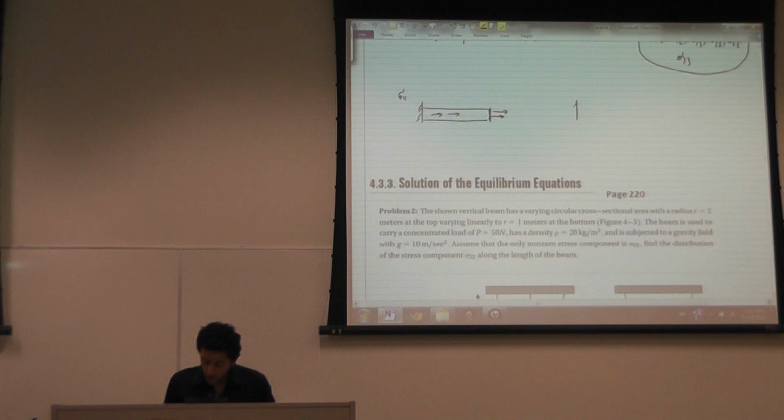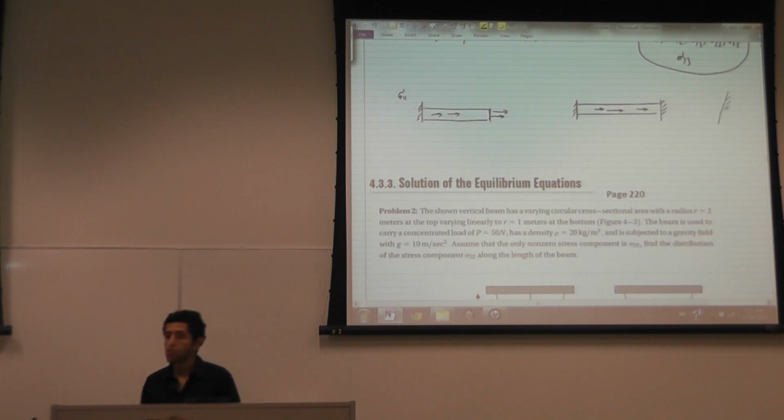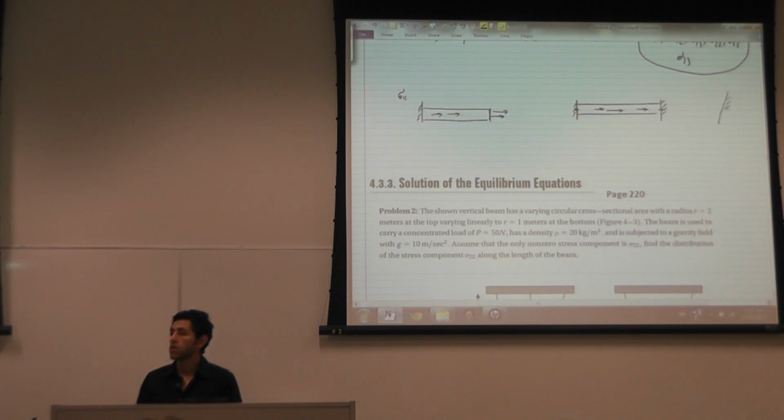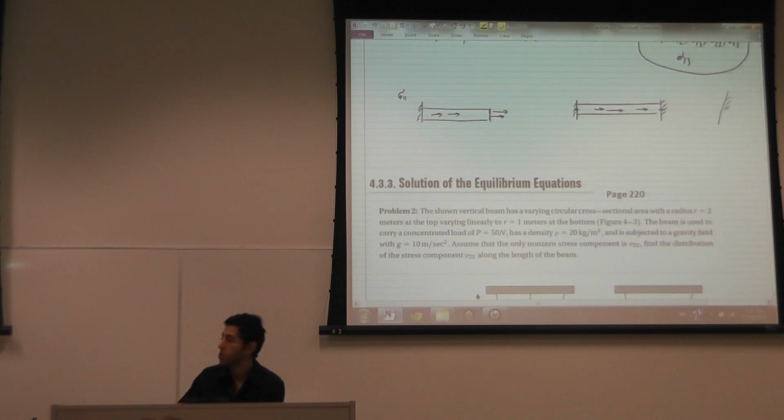But let's say you have an object that's restrained in both directions, and then you apply a gravity field that's pulling it in this direction. Even with the assumption that sigma 11 is the only variable, I can't solve it without the constitutive law, because the boundary conditions are given such that the displacement here is 0 and the displacement here is 0. So I can't solve the differential equation in terms of the stress, because the boundary condition is given in terms of the displacement, not in terms of the stress.